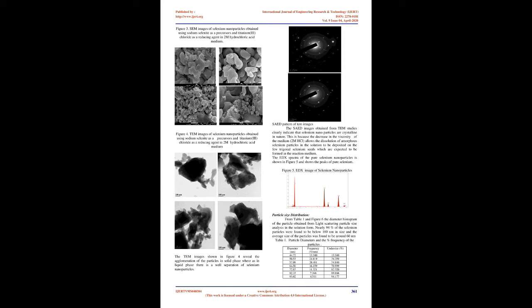Further, there is no clear change in peak positions, and the absence of additional peaks indicates that the sample crystallizes in a single-phase trigonal structure. The average crystallite size of pure selenium nanoparticles was calculated using the Debye-Scherrer formula, L equals 0.9λ/β cos θ, where L is the crystallite size, λ the X-ray wavelength, θ the Bragg diffraction angle, and β the full width at half maximum, FWHM, and was found to be about 65 nanometers. Figure 1.